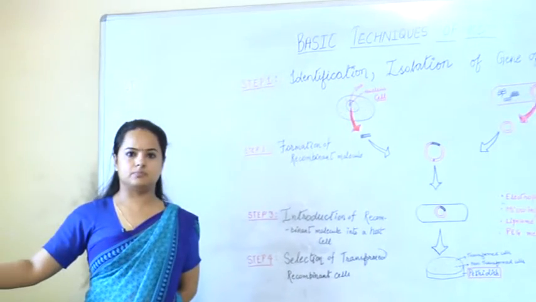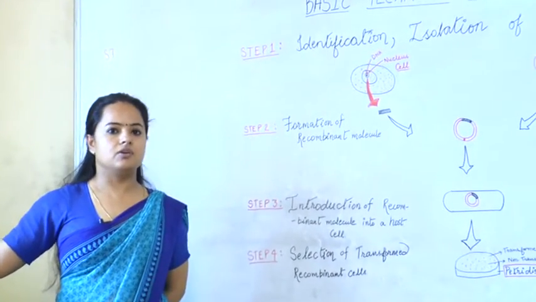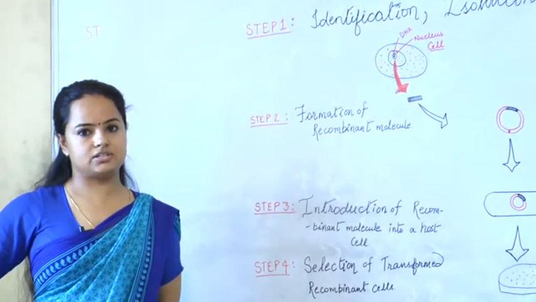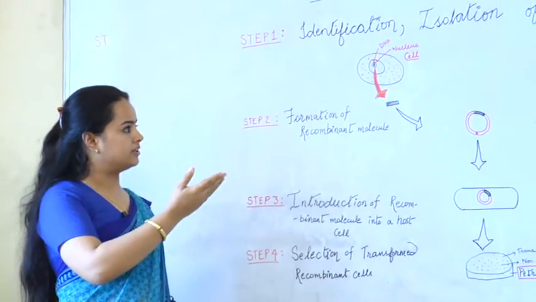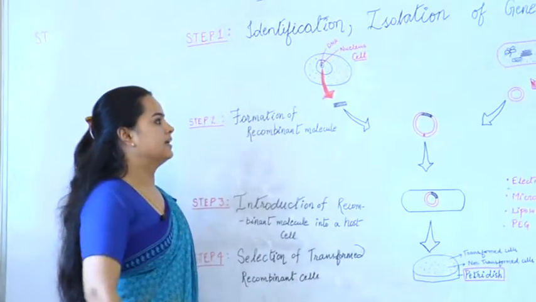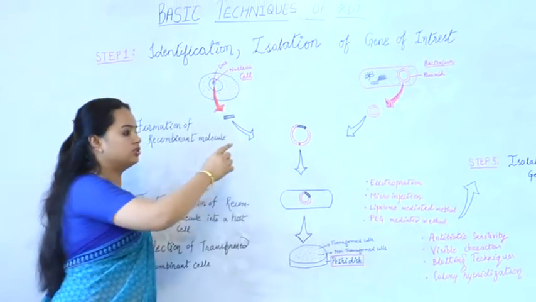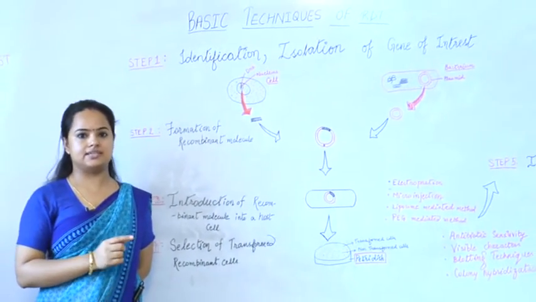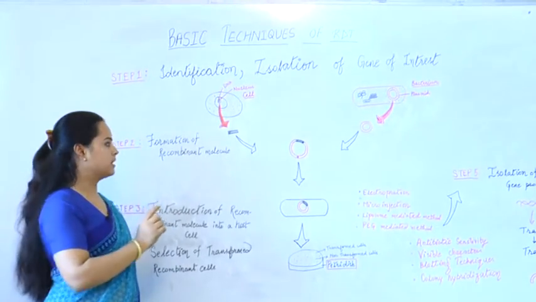For production of the recombinant DNA molecule, we take the gene of interest from the required cell or organism and the vector from the bacterial cell. Later on, both the DNA as well as the vector are cut with the same restriction enzyme and then ligated with a ligase enzyme.